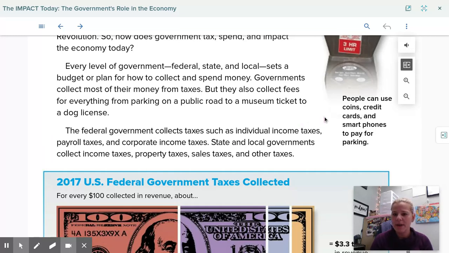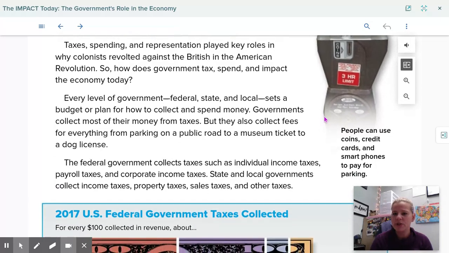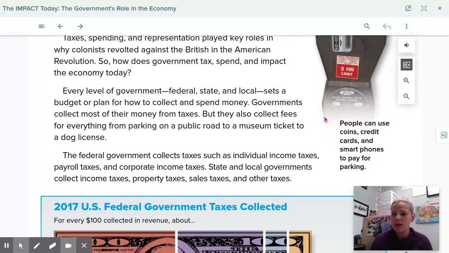So if you look at this little picture here, this is a parking meter. It says people can use coins, credit cards, and smartphones to pay for parking.